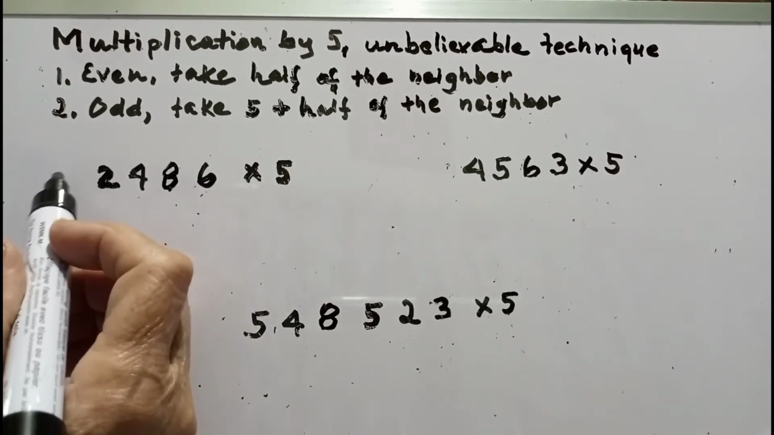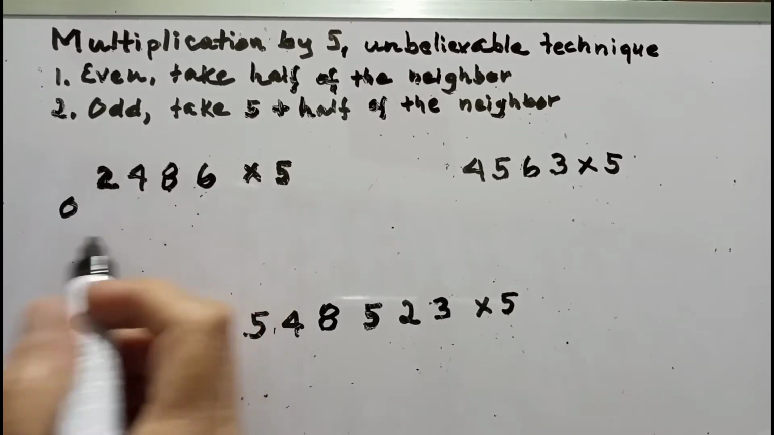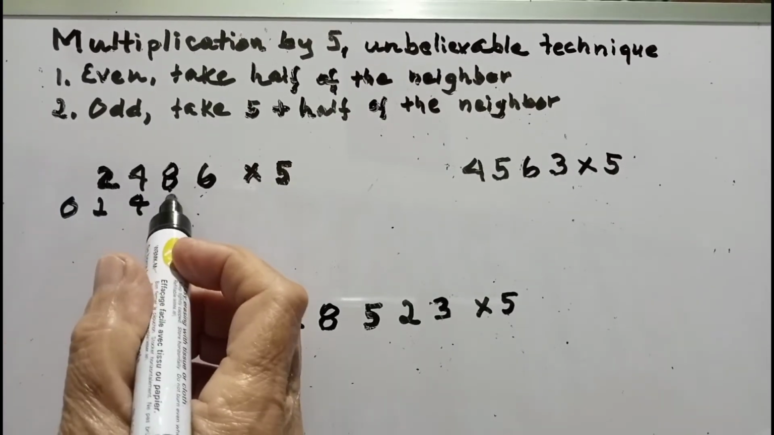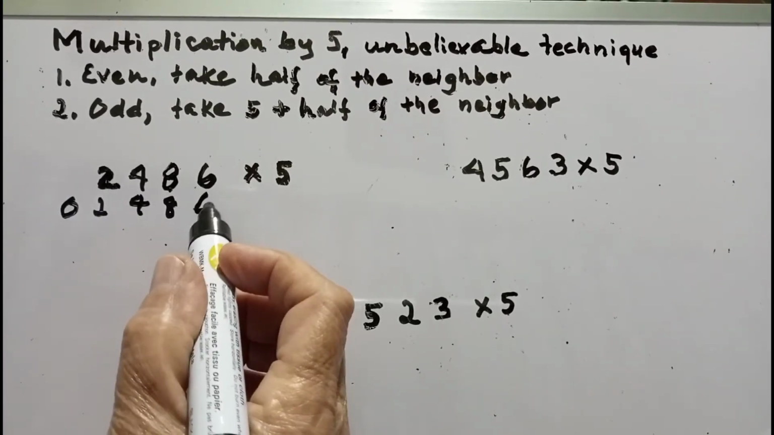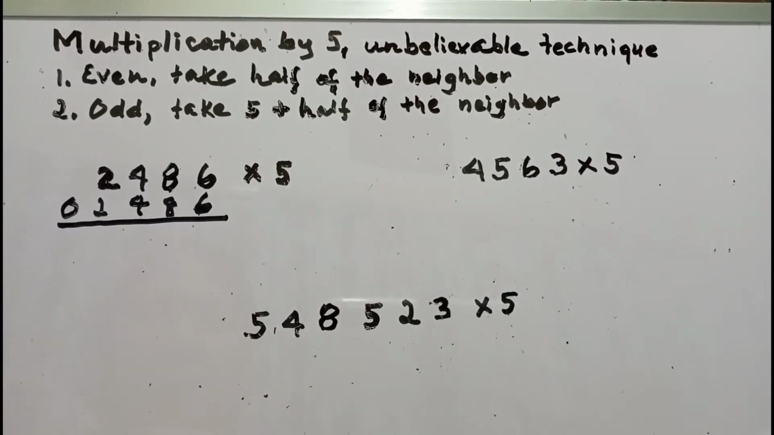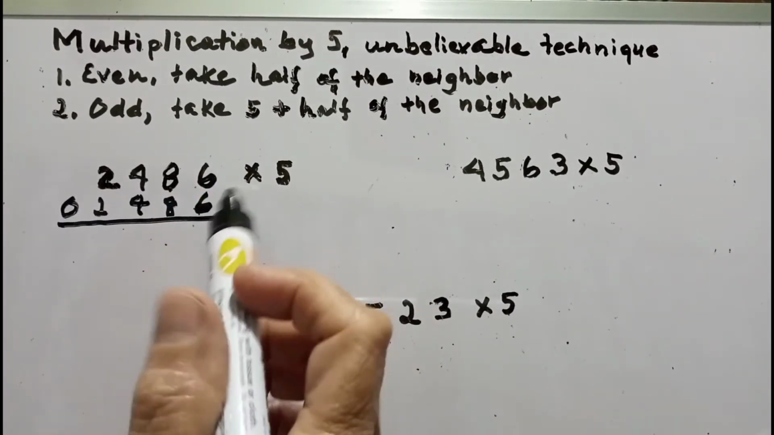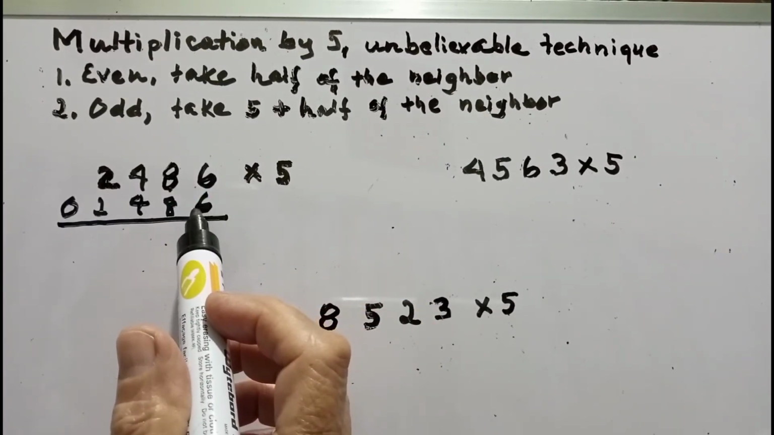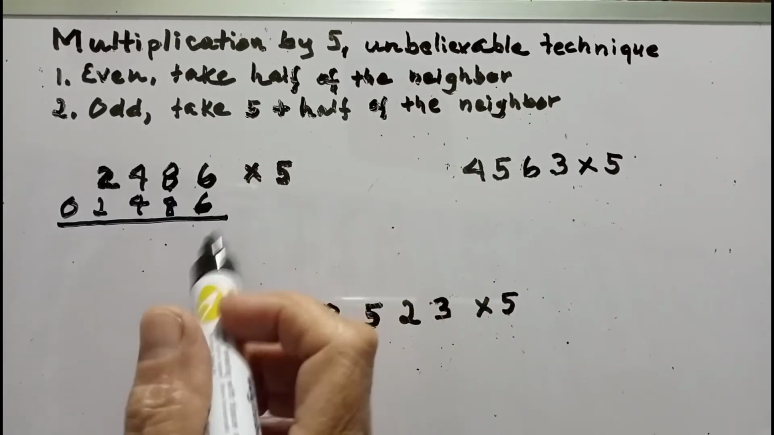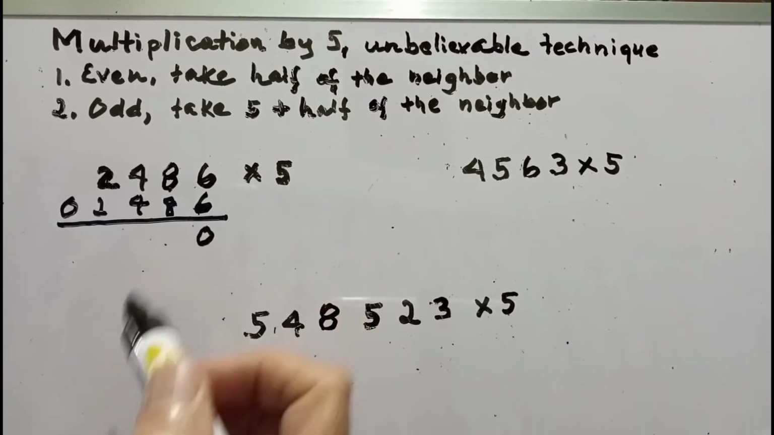So once again, you have to write 0 first, and then 2, 4, 8, 6, and then put a line under, then let's work. Now 6 is even, so take half of the neighbor, which it has none. Therefore, you just write down 0.